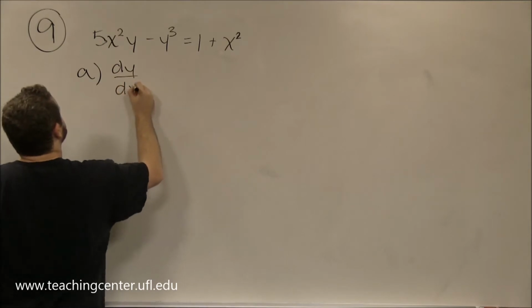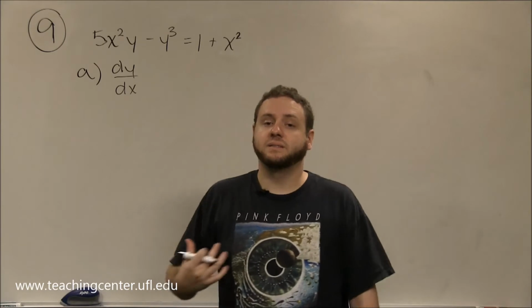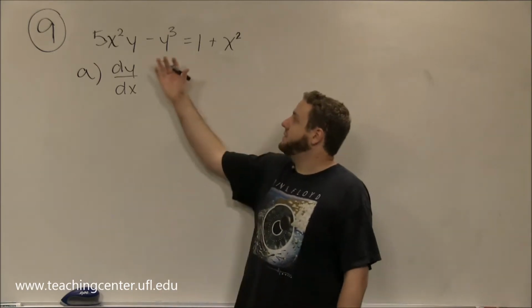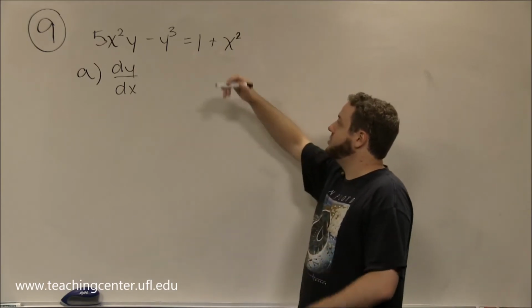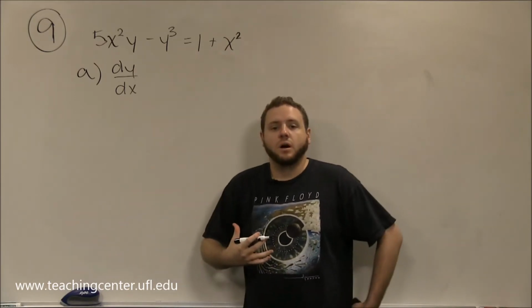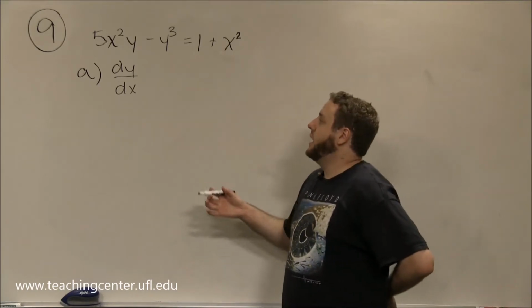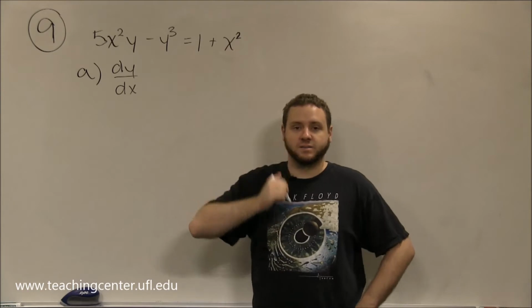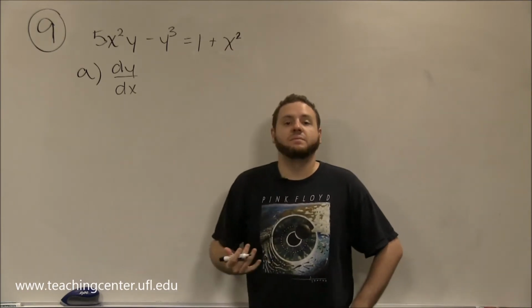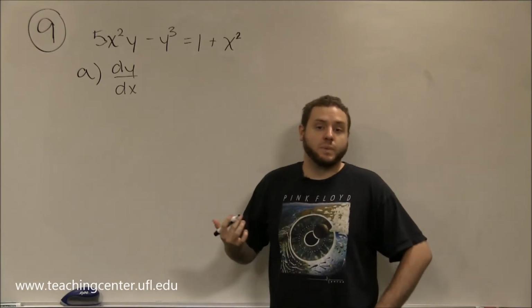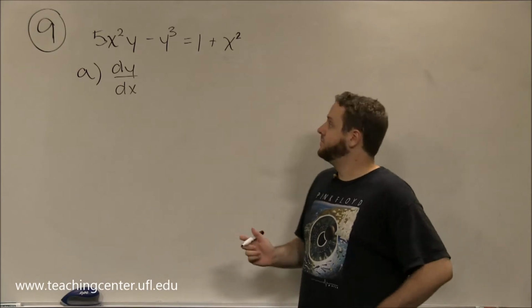So part A is asking us to find dy dx. That means we need to find the derivative of y with respect to x, which means we need to derive this entire equation with respect to x. Essentially you're treating y as just another variable, but when you take the derivative of y with respect to x, everything you do has to be multiplied by this dy dx term, whereas any x component is just derived in the normal fashion because you're deriving with respect to x. So when you derive x's, you just use your normal derivative rules.